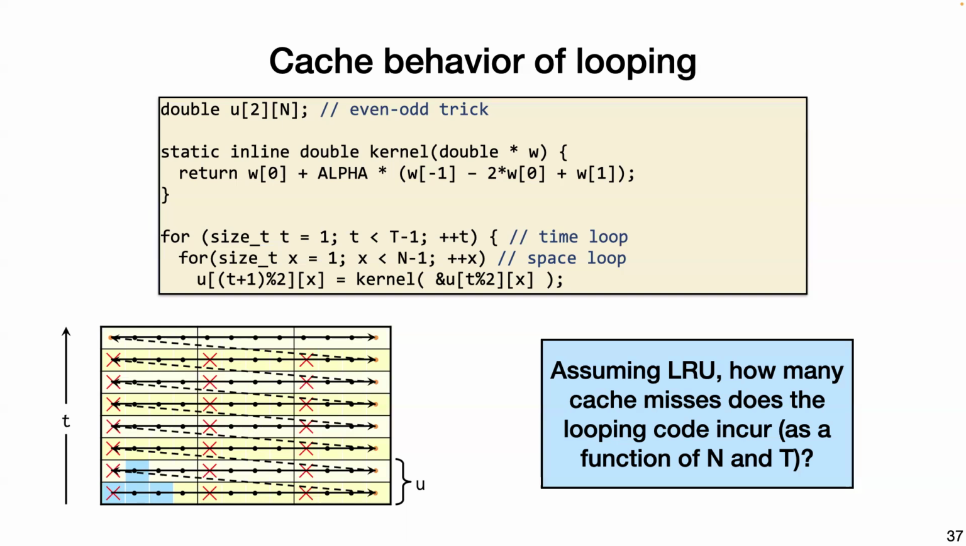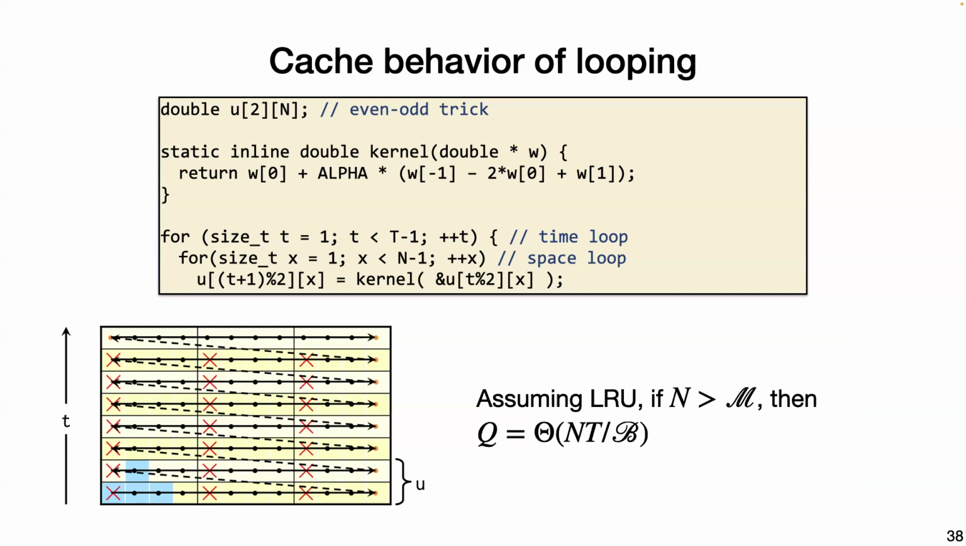Good question. And exactly, people said, how many cache misses are there as a function of n and t? N is the horizontal length. Assuming LRU, if n is bigger than the cache size, then the cache misses are nt, which is the volume, divided by B. Great.